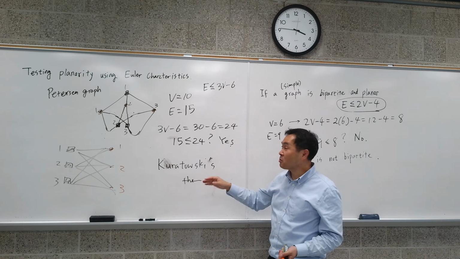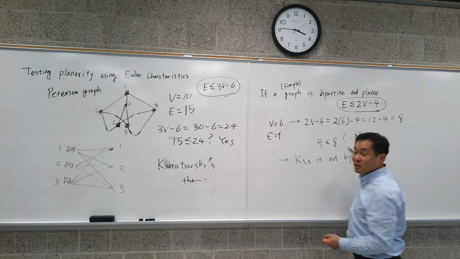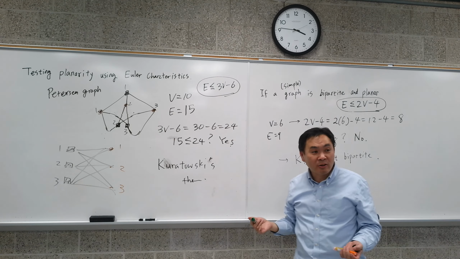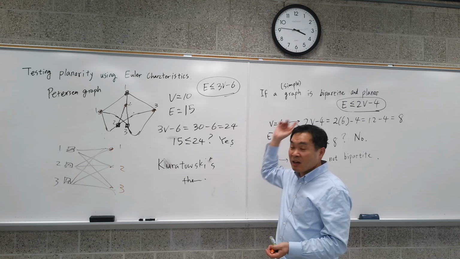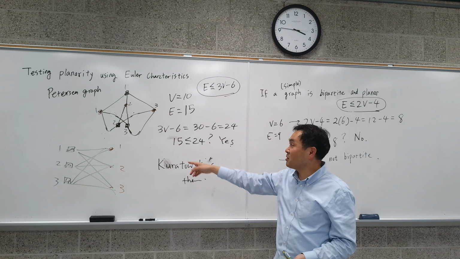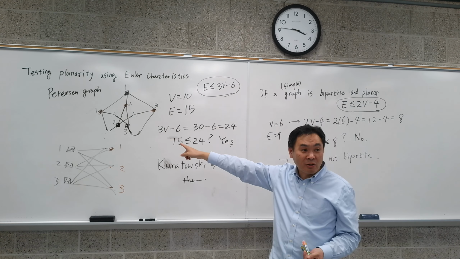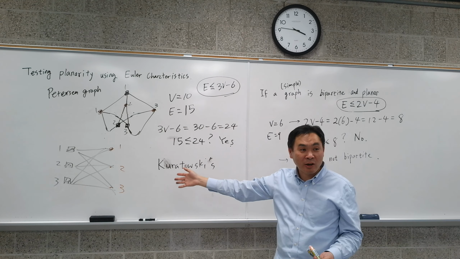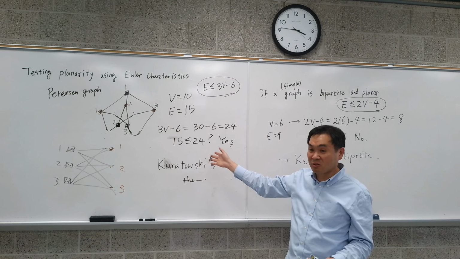So that's why having inequalities like this one for general simple graphs and this one for bipartite graphs is useful, right? But those things have limitations. So in the example of the Petersen graph, you actually have to work quite hard to find something that shows it's non-planar.